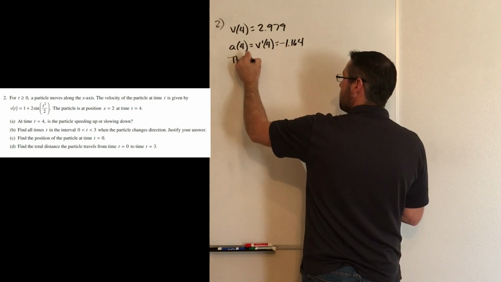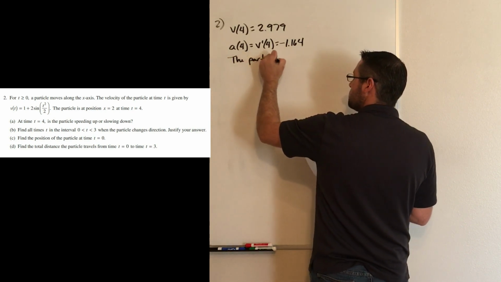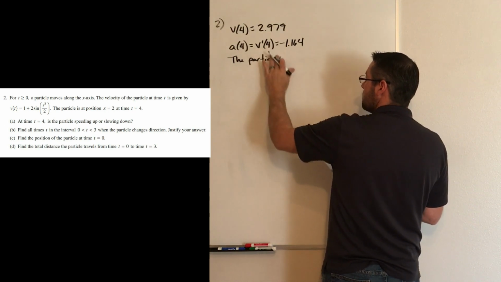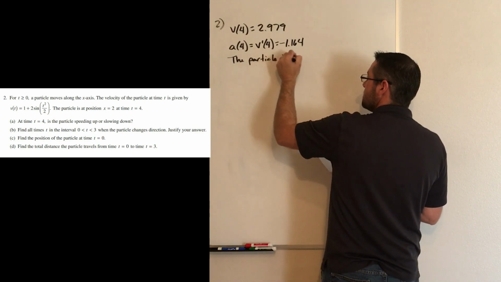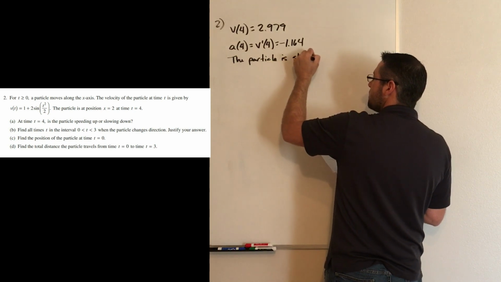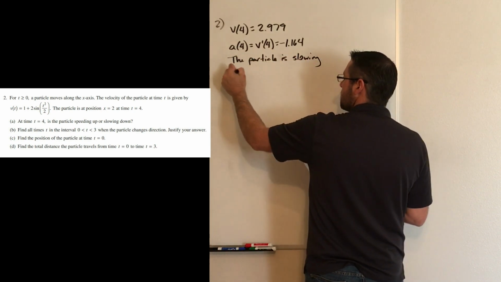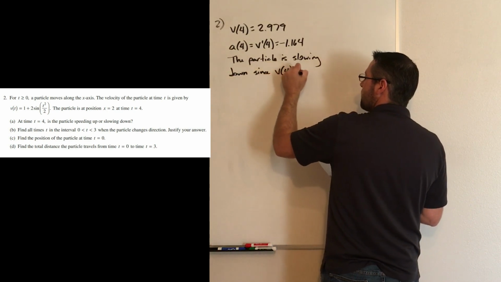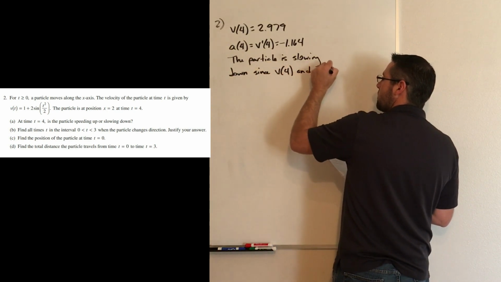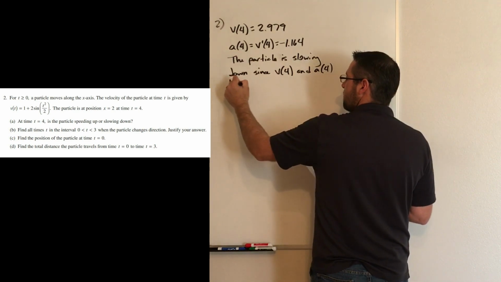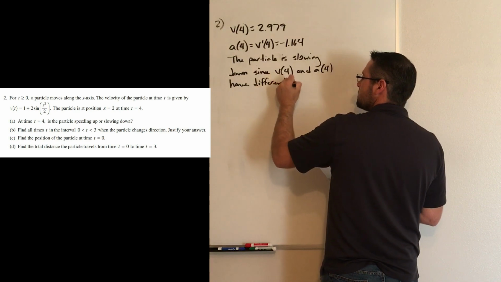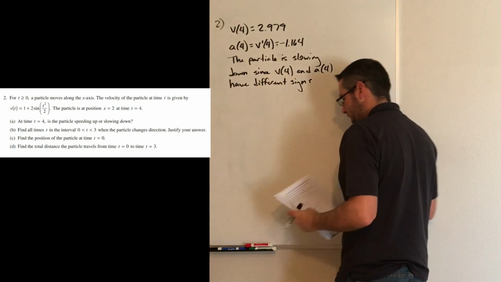So therefore, the particle is slowing down since v of 4 and a of 4 have different signs. All right, so that's part A.